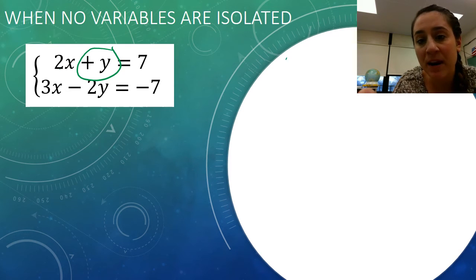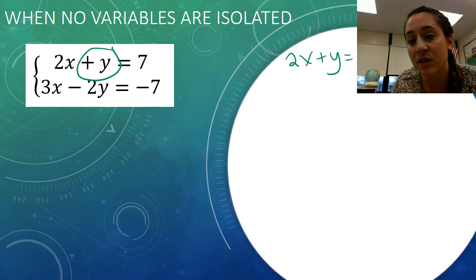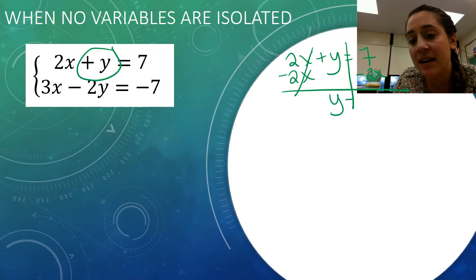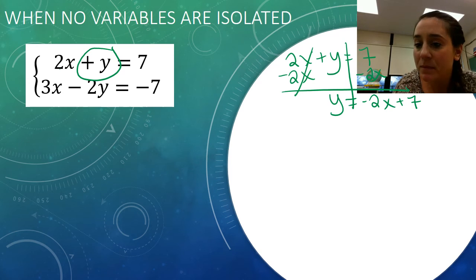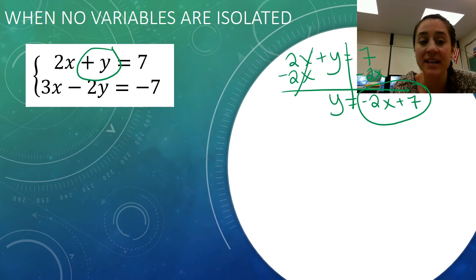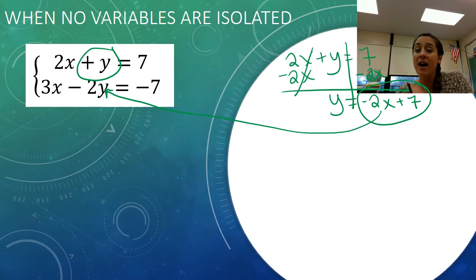So I'm going to rewrite my problem, 2x plus y equals 7. And now to get my y by itself, I'm going to have to minus the 2x and move it to the other side. Now y equals negative 2x plus 7. This is great. Now I have a variable by itself. Now I can substitute this into y, because it says y equals, into the other equation. So instead of writing y there, I'm going to write negative 2x plus 7.